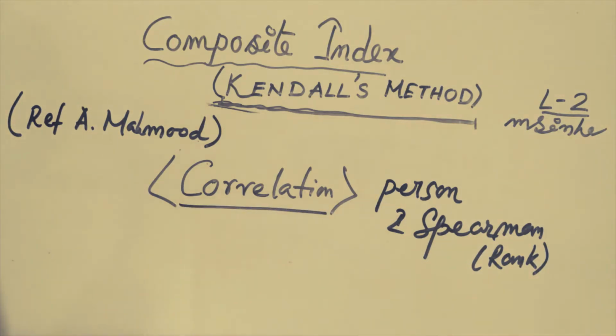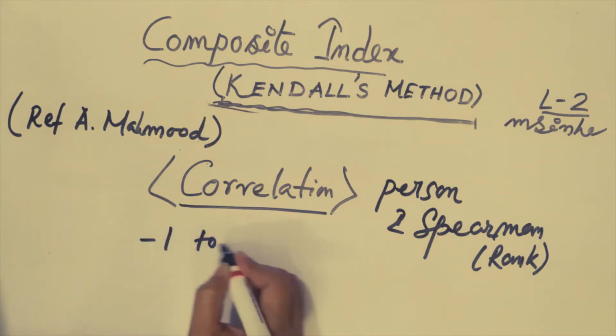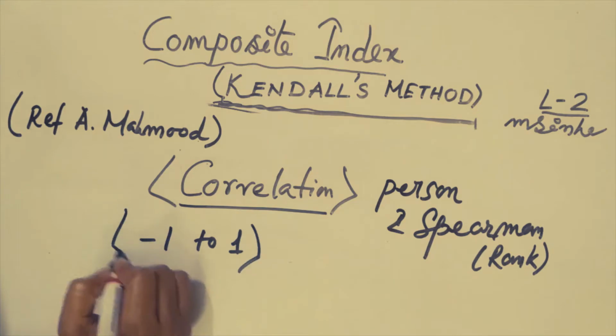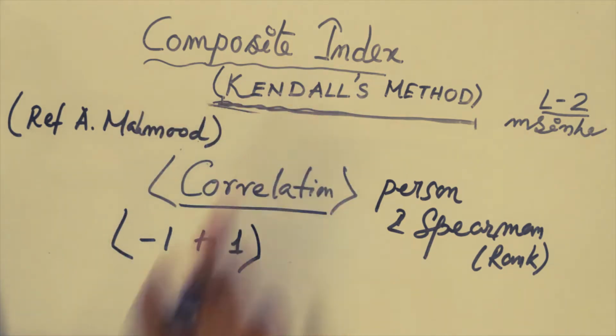It establishes, or calculates, the relation between two variables within a bivariate data set. Normally it's just like a correlation. Its values vary from -1 to +1, but this is not for the composite index.